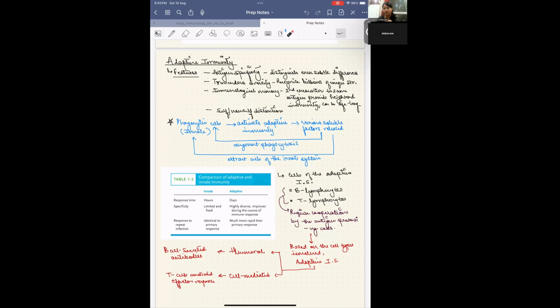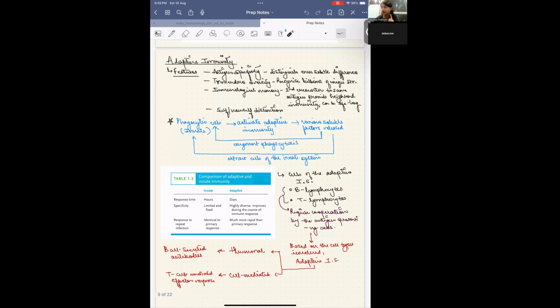And we will understand one by one how these features are achieved by the players of the immune cells, right? So we'll come to this part towards the end of today's class. If we talk about the cells of the adaptive immune system, there are two major players: the B lymphocytes and the T lymphocytes. They are like the army of the adaptive immune system, right?